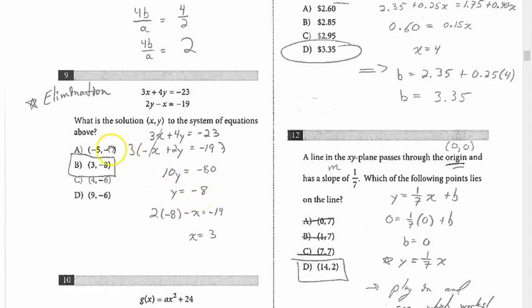At this point, I could actually jump to my answer. However, to ensure the correct answer, I plugged in, and again, we could plug it into any equation. I chose this one. So I substituted my value of y in the equation, minus x is equal to negative 19. And solving gets me to x equals 3.